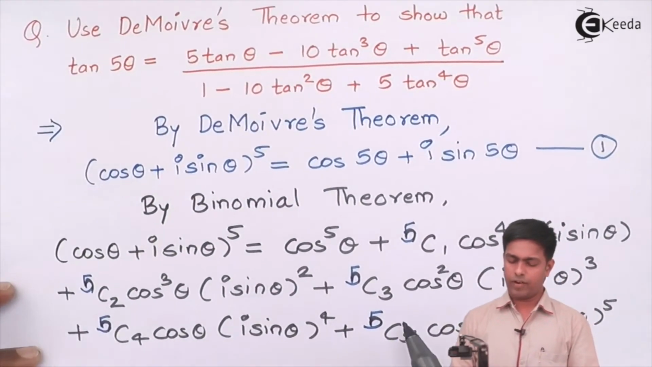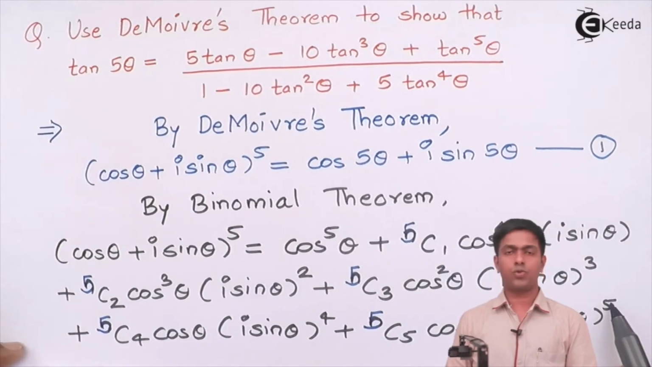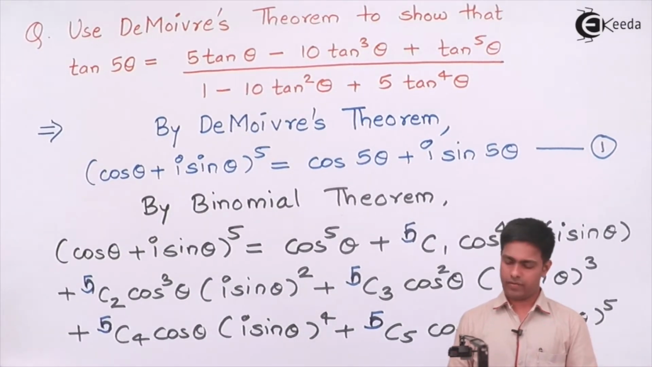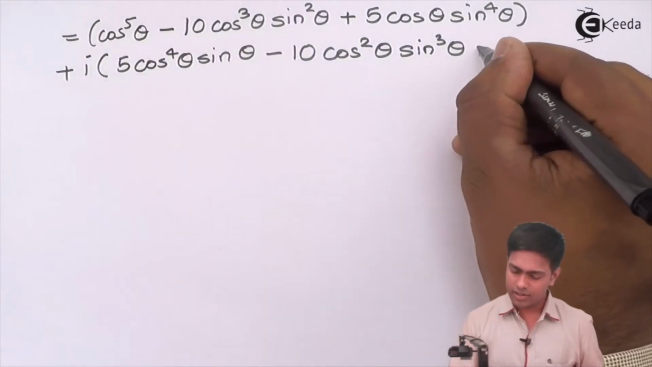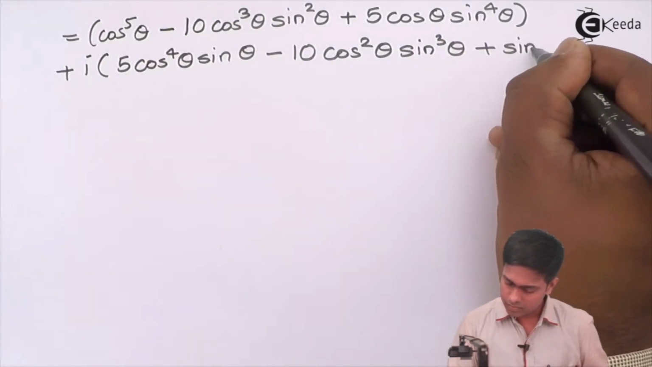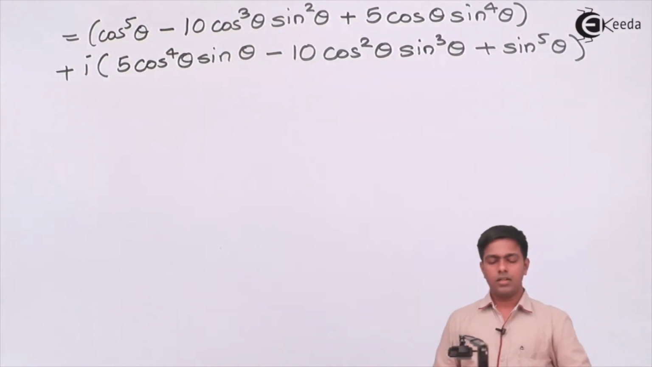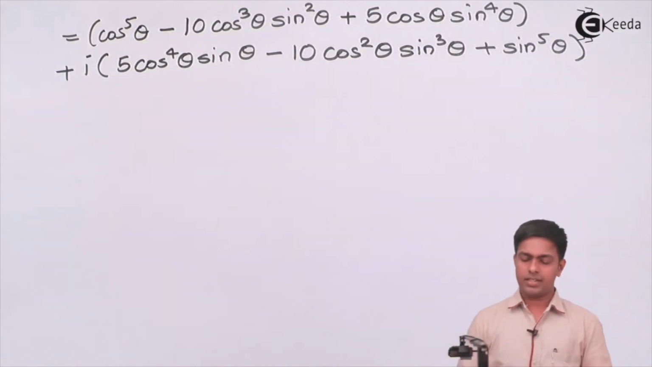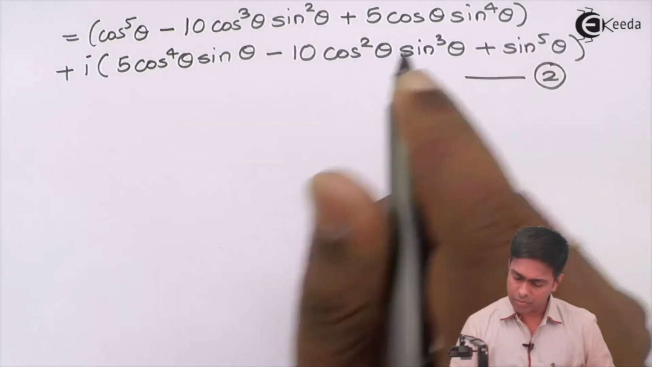Next, this one: 5C5 is 1, cos raised to 0 is 1. i raised to 5 is positive i, where we are taking i outside. So we'll just get sine raised to 5 theta. So plus. So guys, this is the separation of real and imaginary parts, and I'll call this equation number 2.